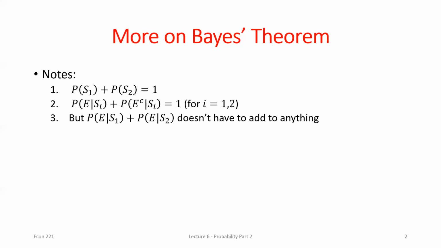Because it's conditioning on the same state of nature. It's almost like I've now limited my space to this one area. So if I condition on different spaces, on one of them I'm looking at this area, but maybe on the other, I'm looking at a much bigger area. So there's no telling what those probabilities add up to.